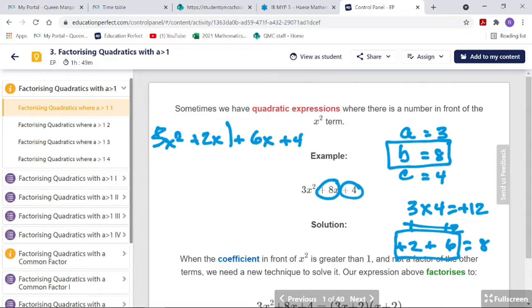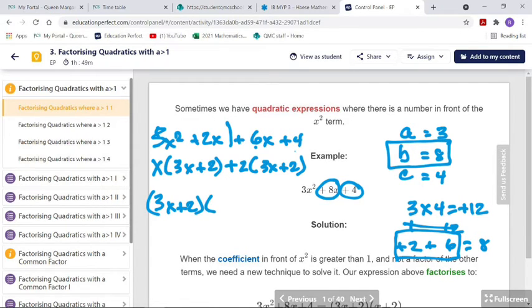Break it in half. Looking at the first two, 3x squared and 2x will both divide by an x. So if you divide that out, we get 3x plus 2. Bring down your plus. 6 and 4 will both divide by 2. 6x divided by 2 is 3x. Positive 4 divided by 2 is positive 2. Do the brackets match? Yep, and they have to. So we get 3x plus 2 times x plus 2.